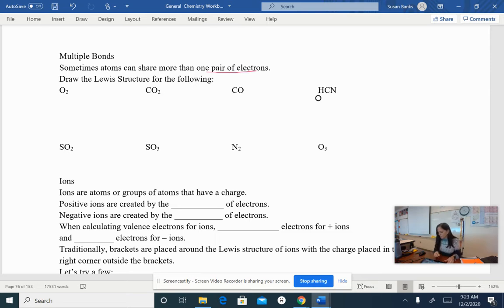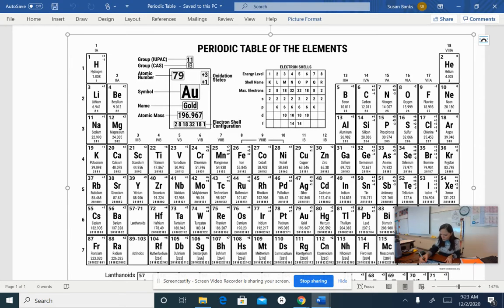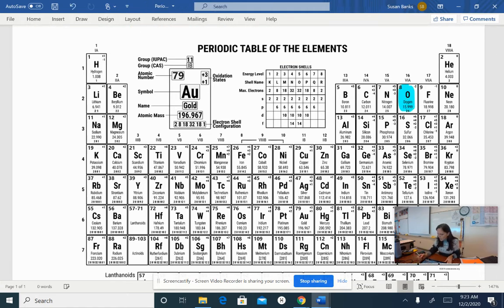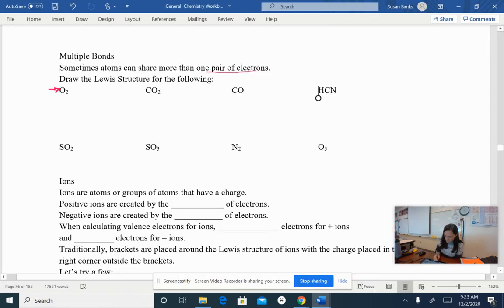We're going to start with oxygen. Oxygen right here, when oxygen is the oxygen in our atmosphere, it comes in groups of 2. It's what we call a diatomic molecule. So let's look at oxygen on our periodic table. And when I see oxygen on my periodic table, I see that it's in group 16, so that means it will have 6 valence electrons. So that's where I'm going to start. Oxygen has 6 valence electrons, and I've got 2 oxygens because of that subscript 2 there. So that means I'm going to have 12 valence electrons that I can use.